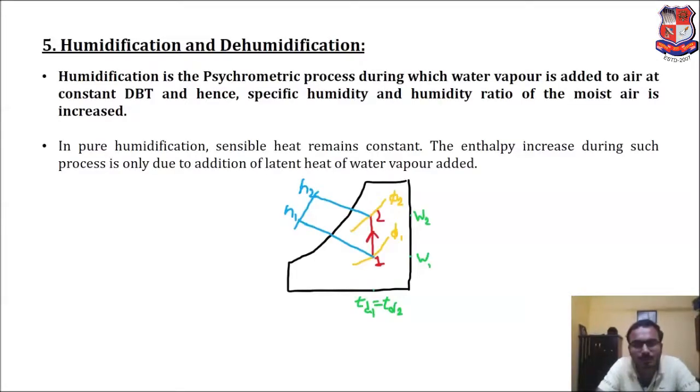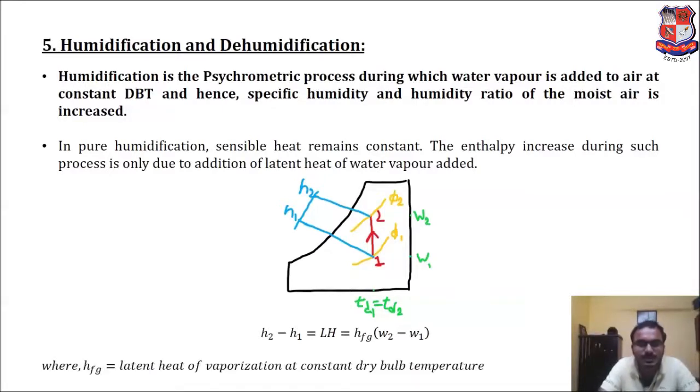So this is the figure for humidification, and its value is given by H2 minus H1 is equal to latent heat, which is HFG into W2 minus W1, where HFG is latent heat of vaporization at constant dry bulb temperature.